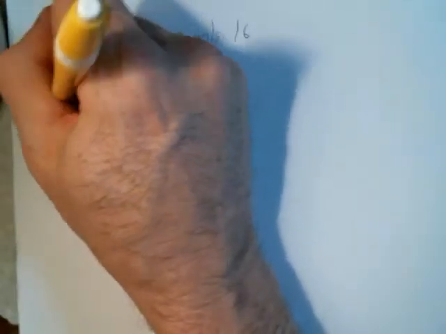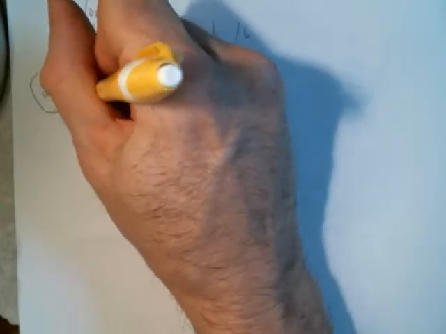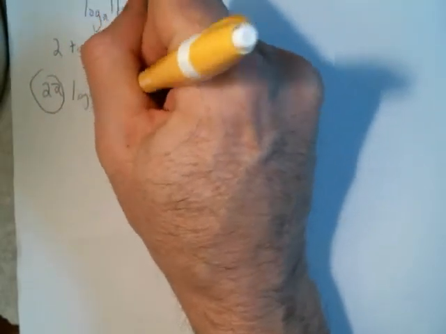Okay, so let's investigate some of the problems in the book then. So 22, log base 7 of 49.